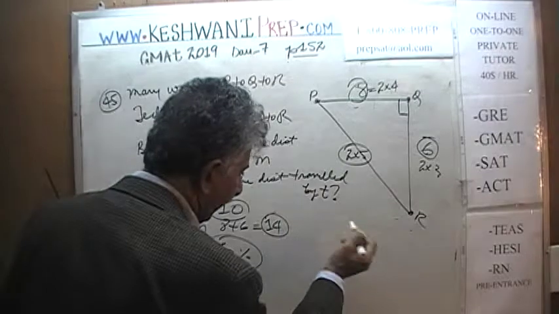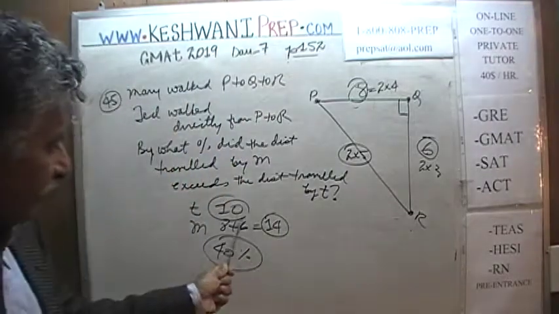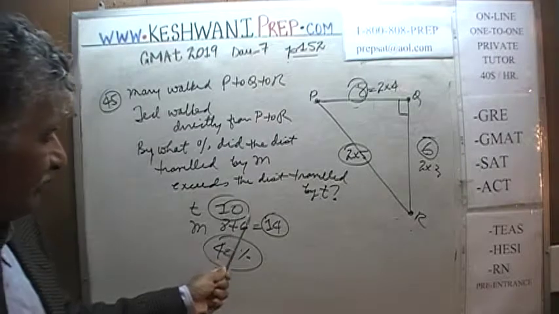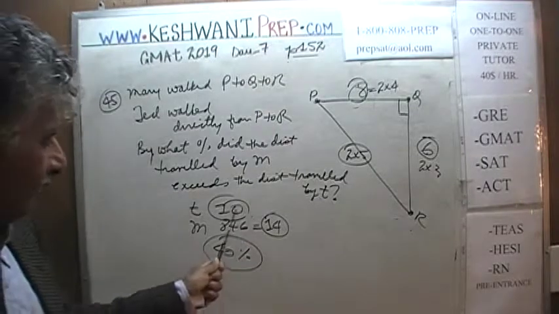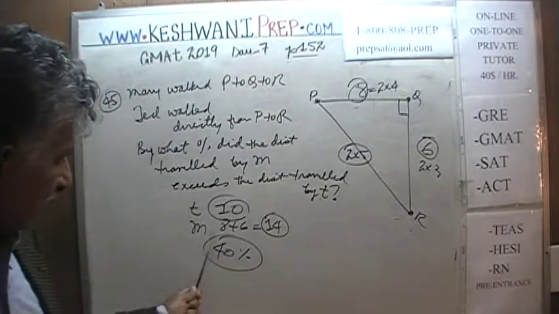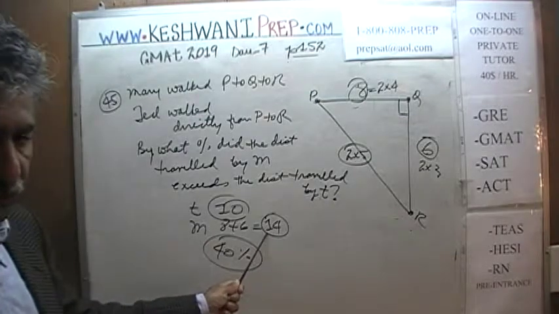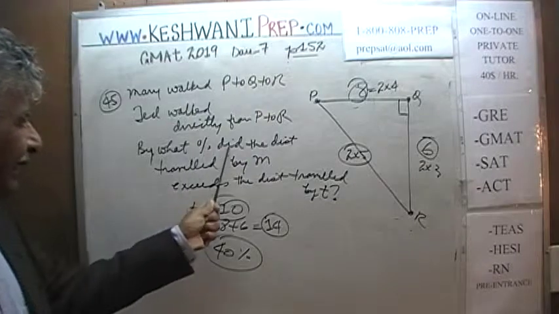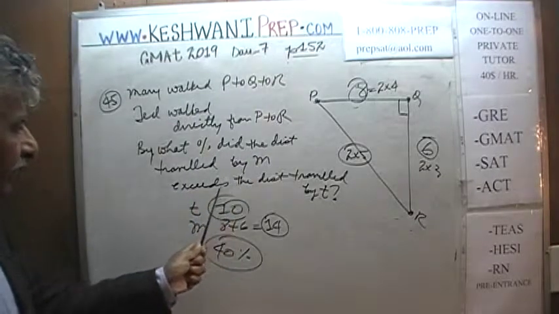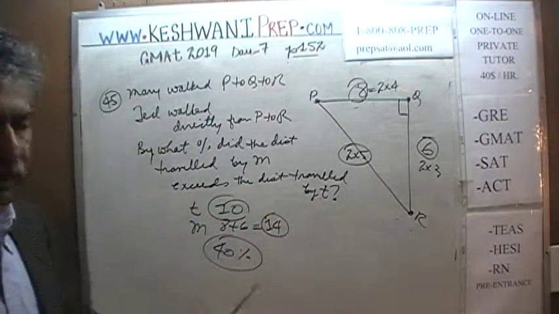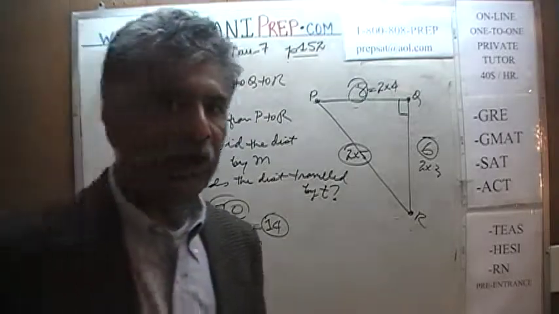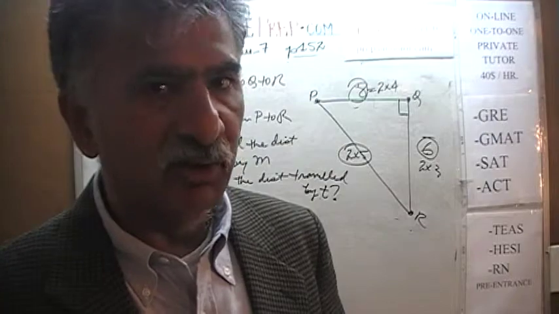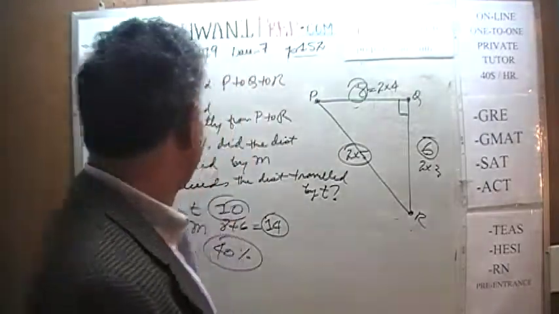I feel silly even writing it. The difference is 4, and 4 happens to be 40% of Ted's distance, which means Mary traveled 40% more distance than did Ted, which is what the question is asking. By what percentage did the distance traveled by Mary exceed the distance traveled by Ted? The answer is, the distance traveled by Mary exceeds by 40% the distance that was traveled by Ted. Next one.